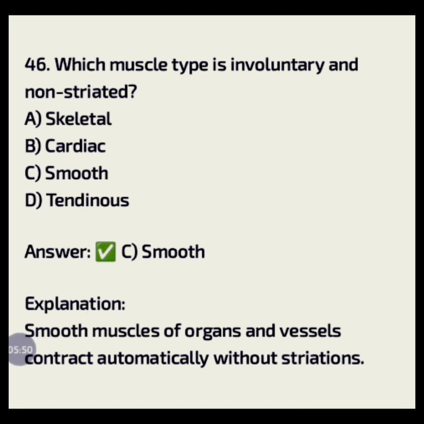Which muscle type is involuntary and non-striated? Option A, skeletal; option B, cardiac; option C, smooth; option D, tendinous. The correct answer is option C, smooth. Smooth muscles of the organs and vessels contract automatically without striations.